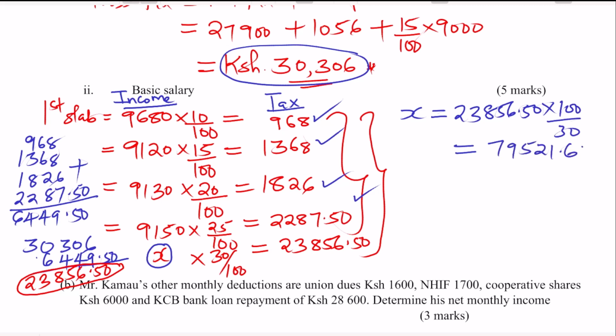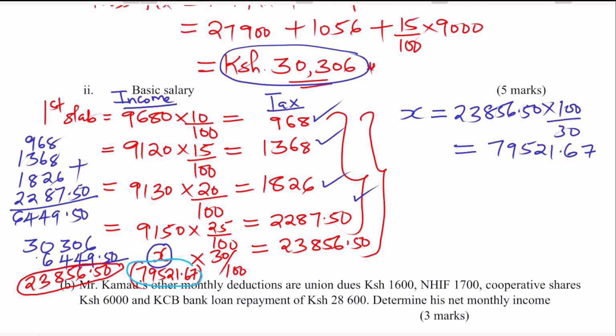79,521 and 67 cents. So this is the amount that will be here. That is the amount that will fall here. I will indicate it here. So here we shall have 79,521 and 67 cents. So this is the amount that is going to be subjected to a tax of 30% in order to give 23,856 and 50 cents. Now, having done that, we have now the income. We can get now the taxable income, which will help us to obtain the basic salary.